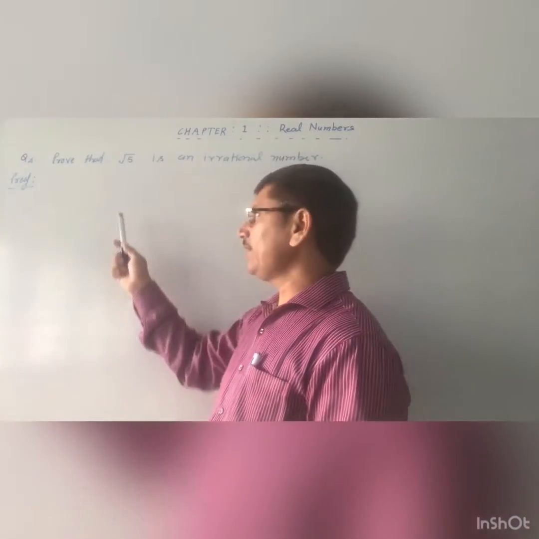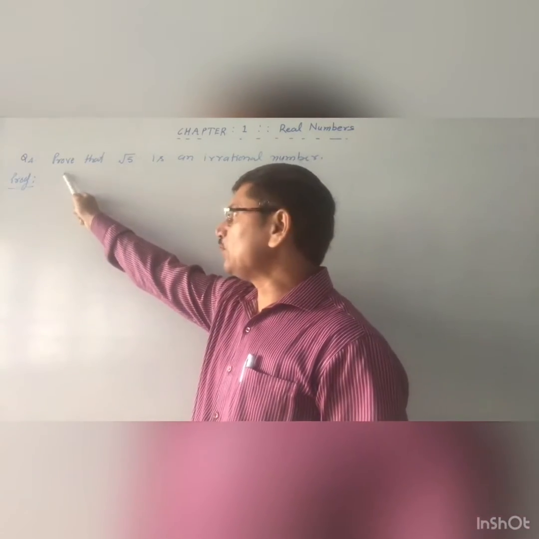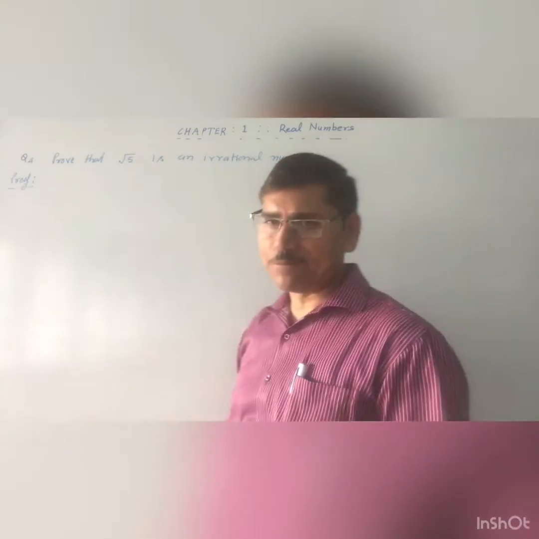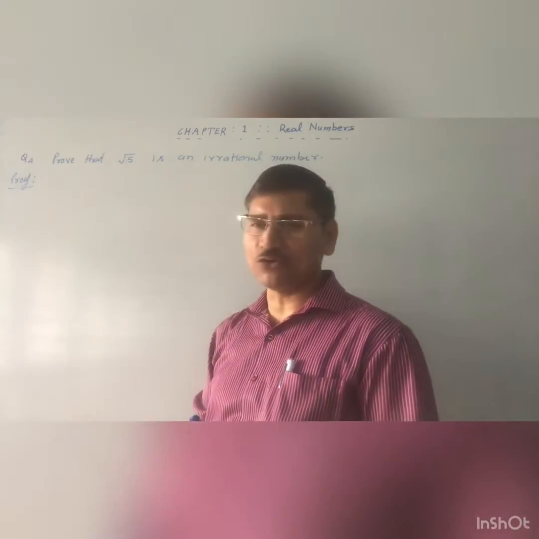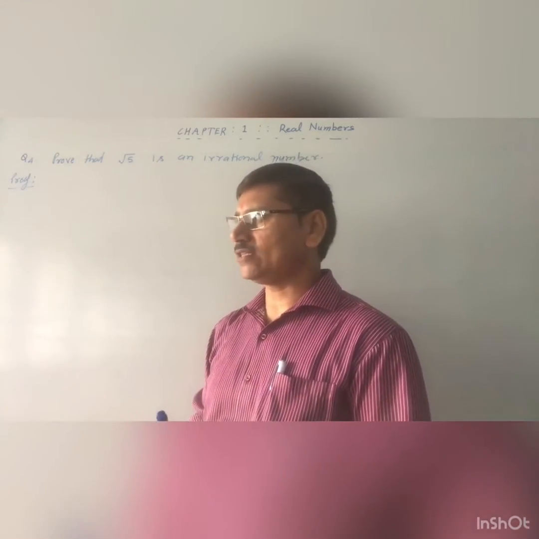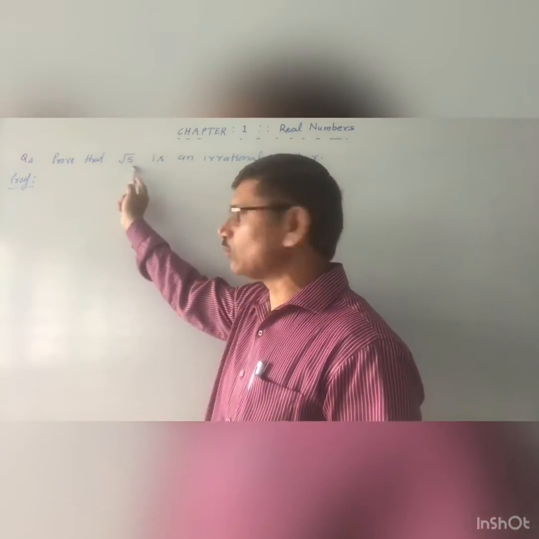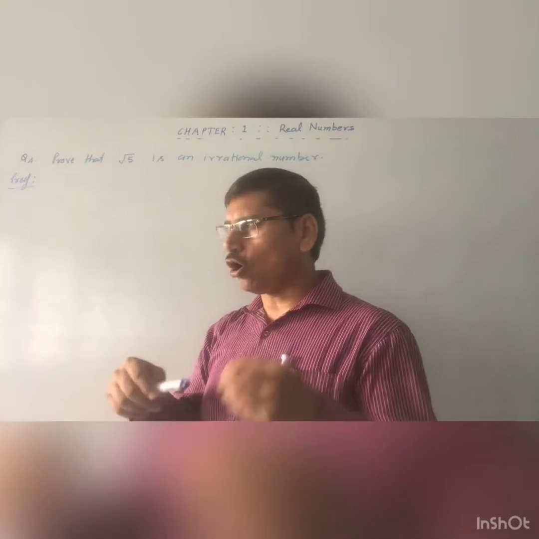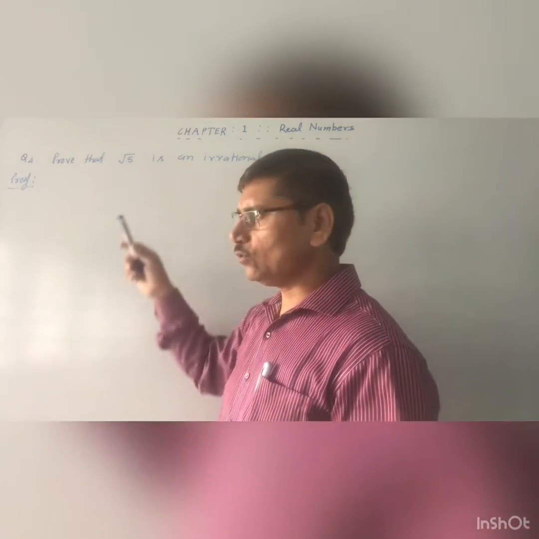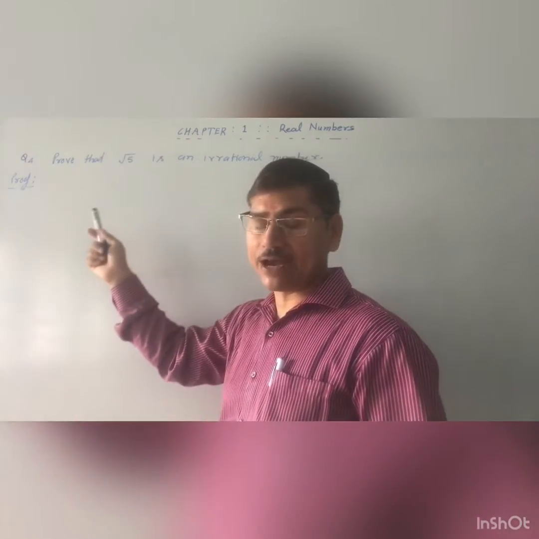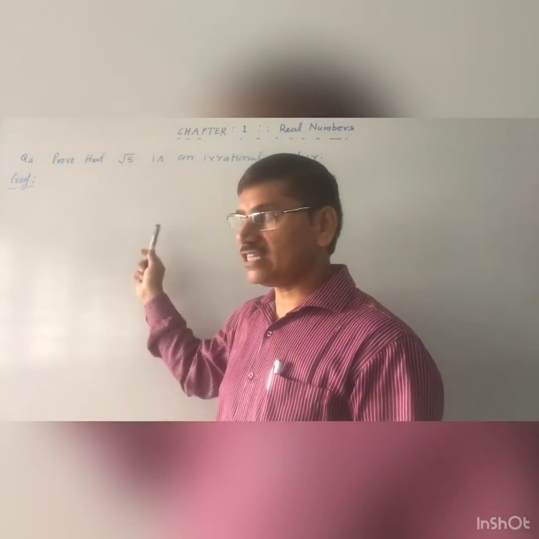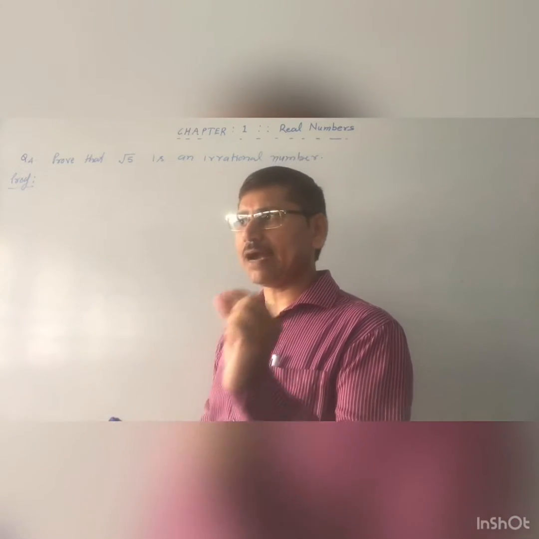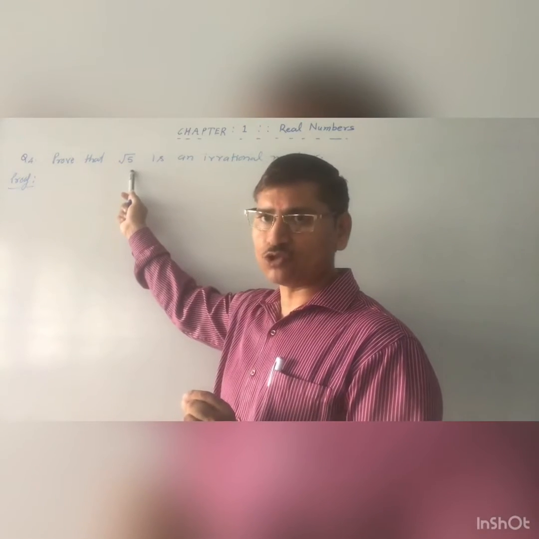Now here is again a most important question. Prove that under root 5 is an irrational number. We have to prove that root 5 is an irrational number. There are so many questions based on root 5, root 3, root 2, root 7, root 11, and all the proofs are the same. So try to understand this question very carefully because this is the most important question for the board exam. You will get 100% this type of question.